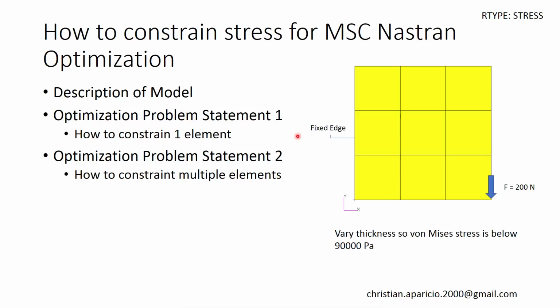We are going to walk through the process of creating a stress constraint for MSC Nastran Optimization. I'll describe the model in detail in just a moment. I'll then go over two optimization problem statements. I'm going to constrain the stress for just one element, and then I'm going to show you a faster method of constraining multiple elements. So to start off with, what are we doing?